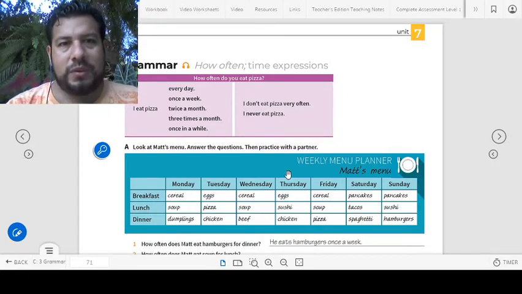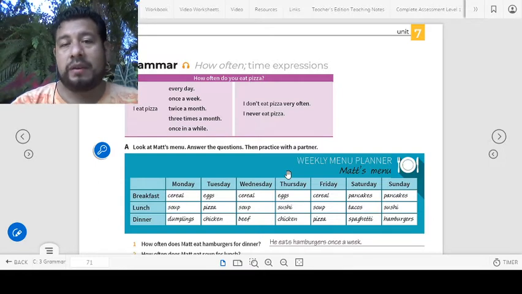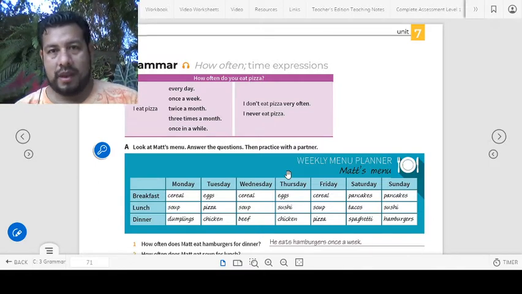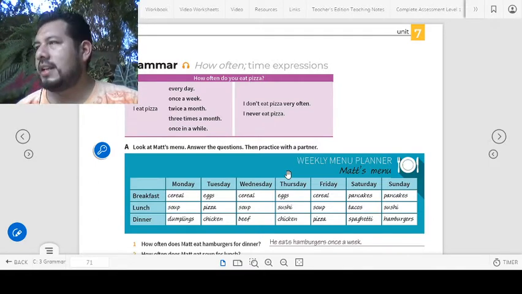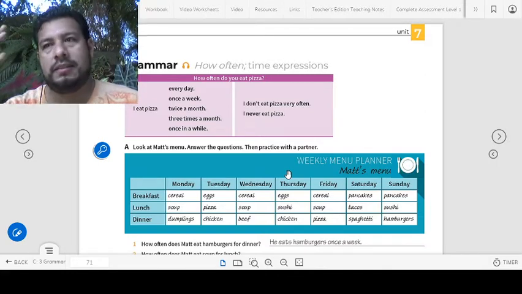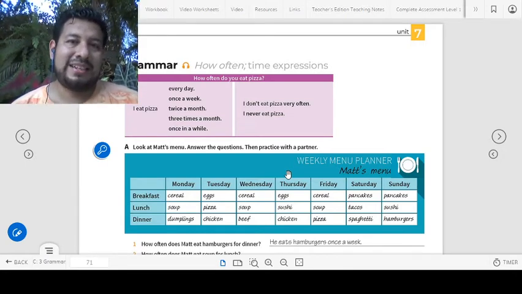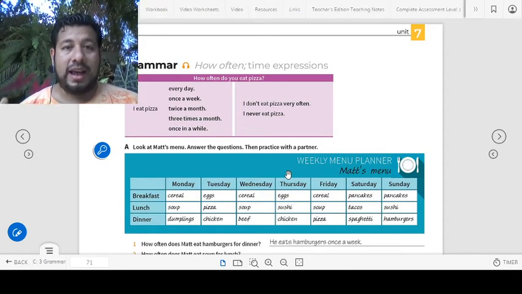Ya lo platicamos. We talk about this. Adverbs of frequency. ¿Dónde se pone un frequency adverb? En una oración, después el sujeto y antes el verbo. I usually have pizza. I never eat sushi. I usually eat spaghetti. But what happens when you want to ask for something? Like this one. How often? ¿Qué tan seguido? How often?